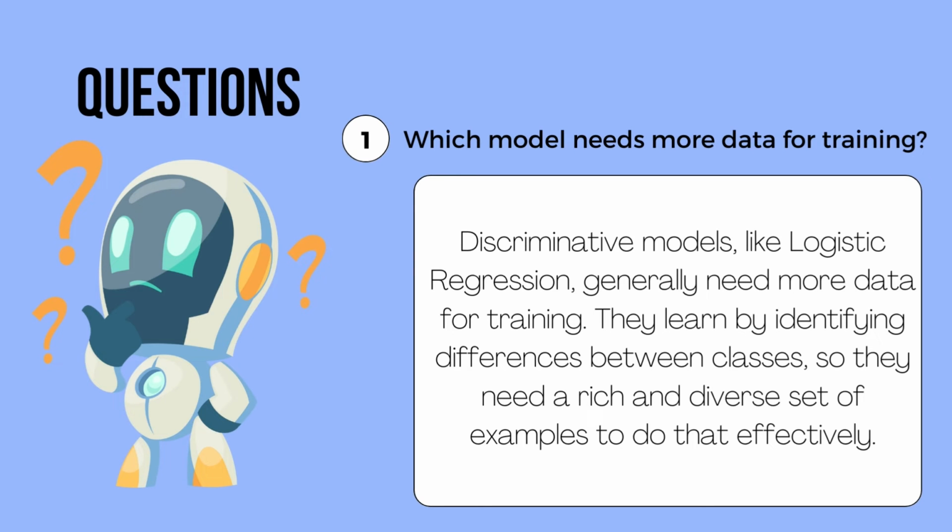So let's look at the first question. Which model needs more data for training? Discriminative models, like logistic regression, generally need more data for training. They learn by identifying differences between classes, so they need a rich and diverse set of examples to do that effectively.